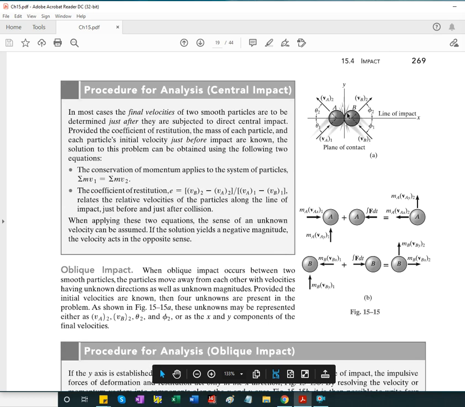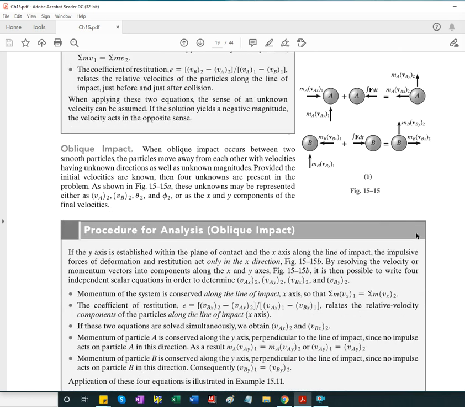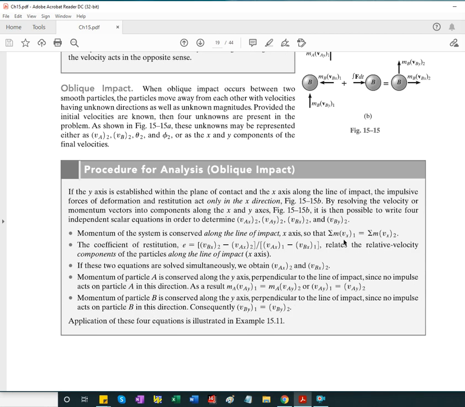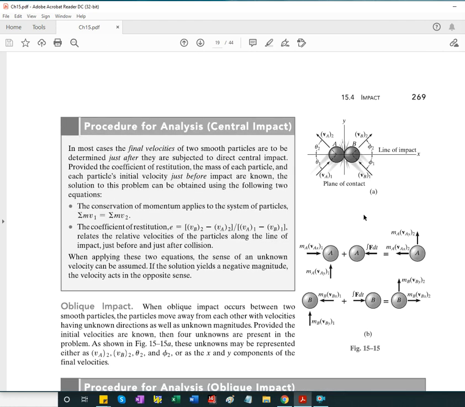Okay, so for oblique impact, the most important part is to define the line of impact correctly and the transverse plane, the plane of contact, along with the coefficient of restitution information. How do you go about solving these problems? It's assumed that the components of the velocity along the line of impact follow the conservation of momentum, and the velocity along the plane of contact stays unchanged.